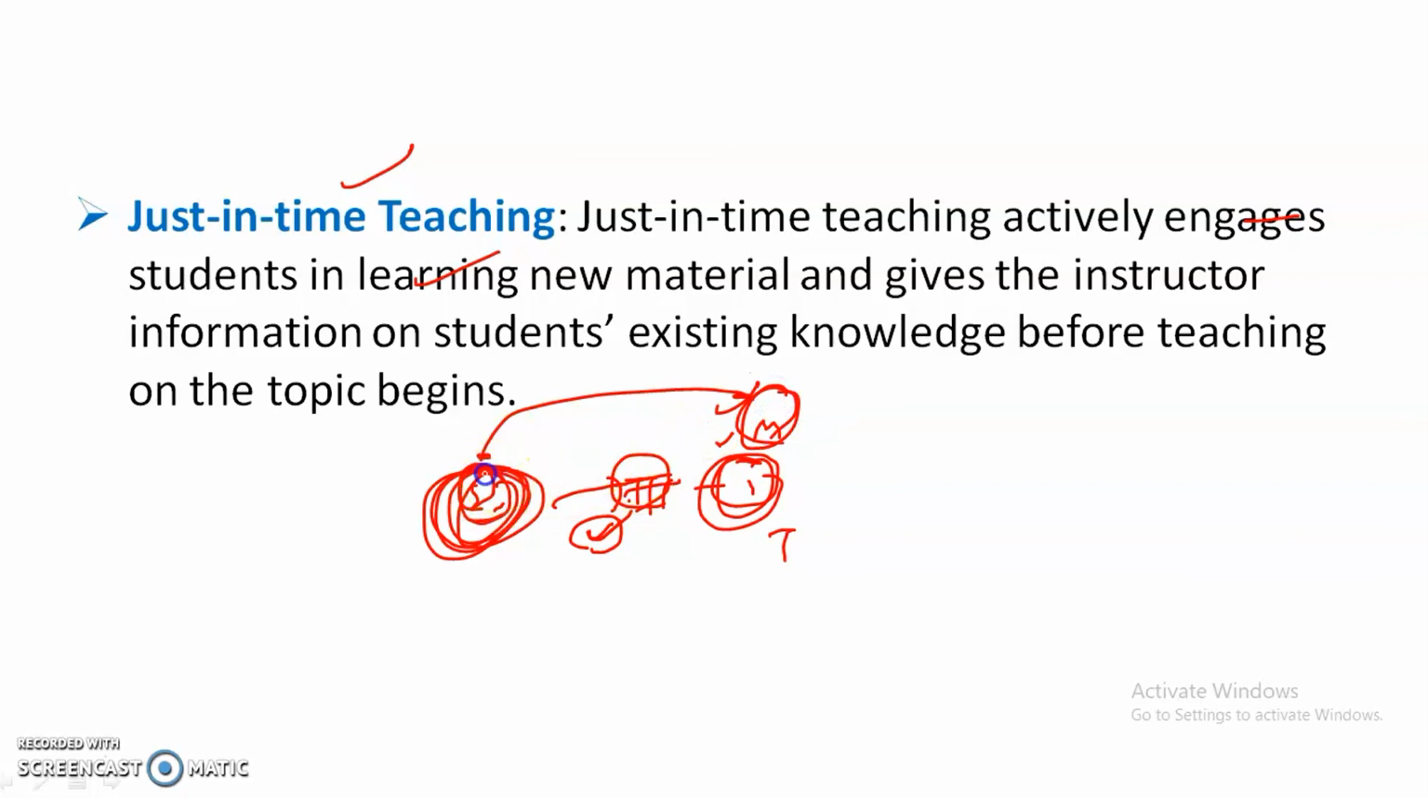And whatever knowledge the students have, from that knowledge the teacher will start teaching. Okay, so it will be the active engagement of the students. Of course, nowadays no students will do like this. Okay, it is all just our illusions. Okay, so fine. Anyhow, it is the meaning of just in time teaching. So the students will have some existing knowledge before teaching on the topic begins, right?